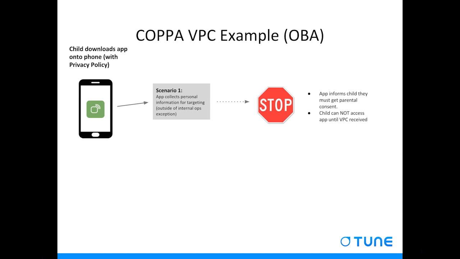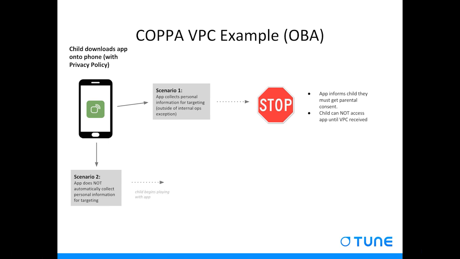So if the app is collecting personal information from the get-go, and again, that could include geolocation information, persistent identifiers for reasons outside of the internal ops exception, etc., then at that point, the app needs to stop, inform the child that they must get parental consent first, and then the child cannot access the app until that verifiable parental consent is received.